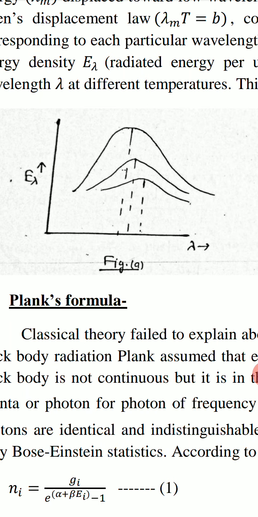So this is spectral energy density E lambda, energy per unit volume per unit wavelength range, and it is plotted against wavelength lambda. We see that the curve is continuous. Three curves are drawn for three different temperatures. So these curves are continuous. So energy is continuously distributed among different wavelengths lambda.